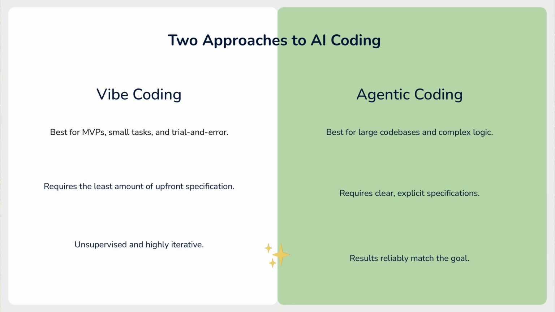Agentic coding is different. You write a clear specification first. You tell the agent the constraints, the patterns, the existing code it has to work with. Then you let it run. It takes more time upfront, but the result actually fits your code base. It does not invent function names. It follows your architecture.